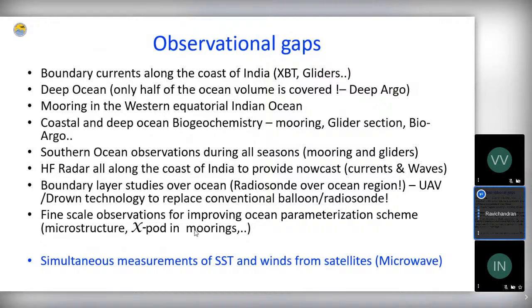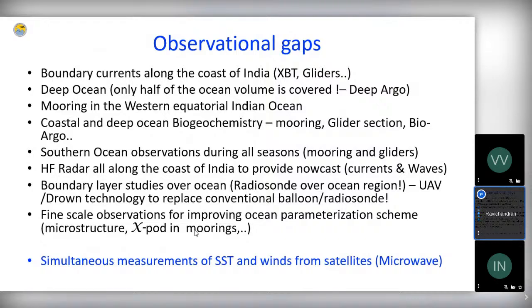Another important thing is, though we have covered the ocean and deep ocean very well, on the ocean side we are not able to measure the atmospheric boundary layer. Maybe we have to think of what is available with radiosondes on the mainland. We should think of something on the ocean side also, because the marine boundary layer is very important for understanding monsoon dynamics and many other things. Maybe we can think of some UAV or drone technology to replace the conventional balloon or radiosonde, both on the mainland as well as on the ocean side. This is one of the things for which we need to develop the technology. I think we can think up some new ideas on how to measure this marine boundary layer over the ocean.